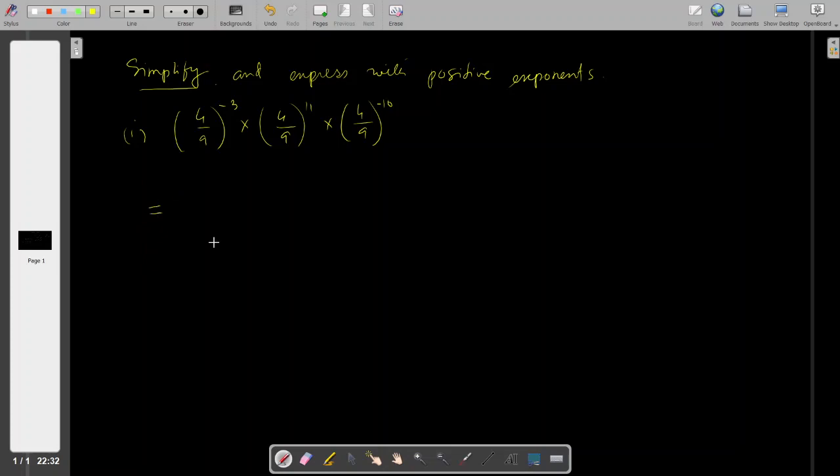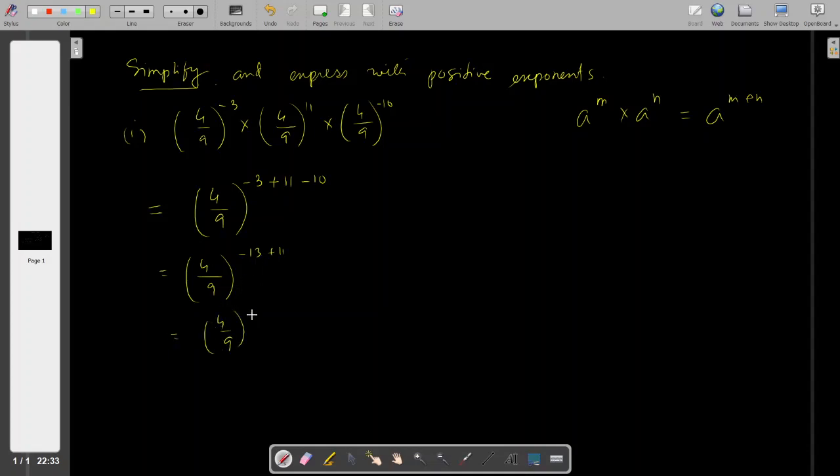Here you see all the bases are the same, right, and there is a product. So what about our formula? We know a formula, right? a to the power m into a to the power n: if the bases are the same, then we just add the powers. So here also we want the same thing. Since the bases are the same, we will directly add the powers. So 4 by 9, powers will be added: minus 3 plus 11, and here is minus 10. So what is the final result? Your final result is minus 13 plus 11, that will be equal to 4 by 9 to the power minus 2.